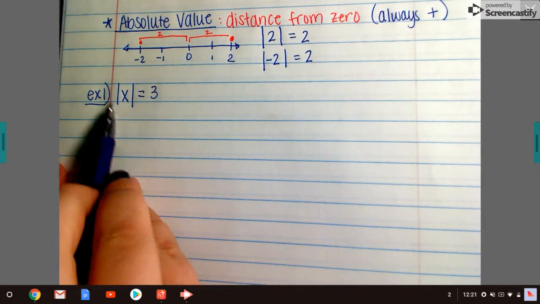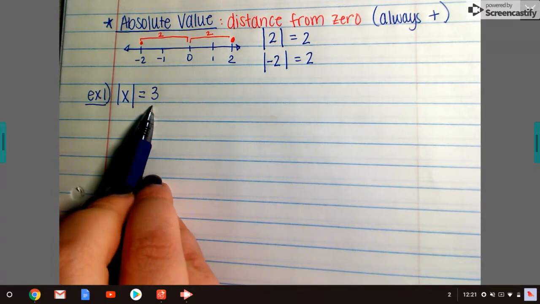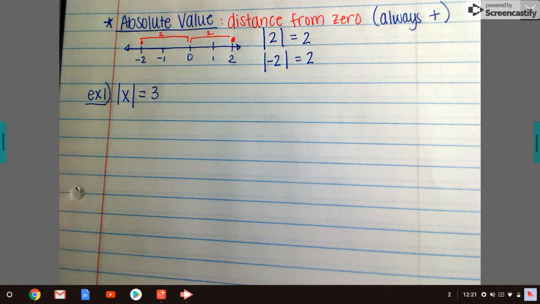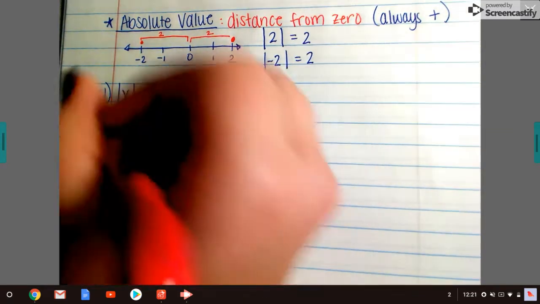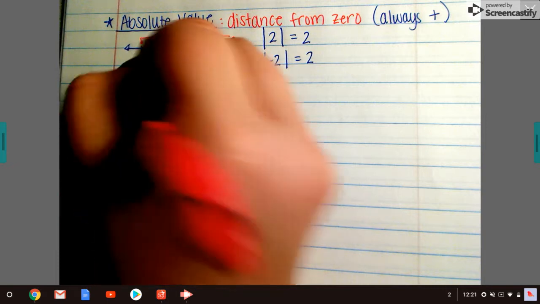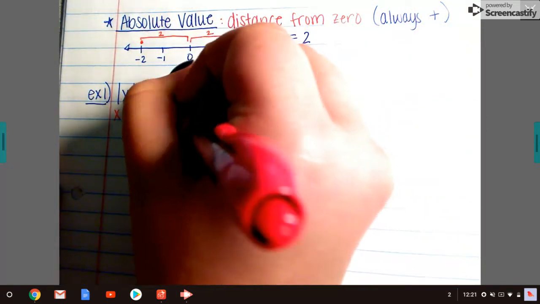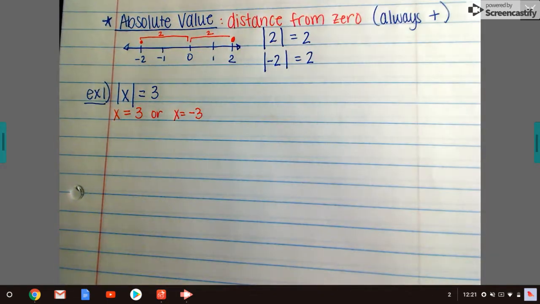So on this one, what I'm saying is the distance x is away from 0 is 3 units. So if that's the case, either x was positive 3 or negative 3. And that's exactly how I write my answer. x equals 3 or x equals negative 3.